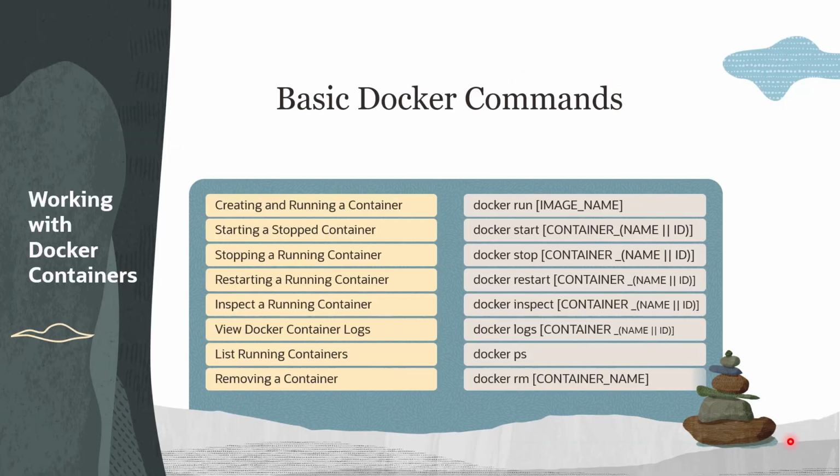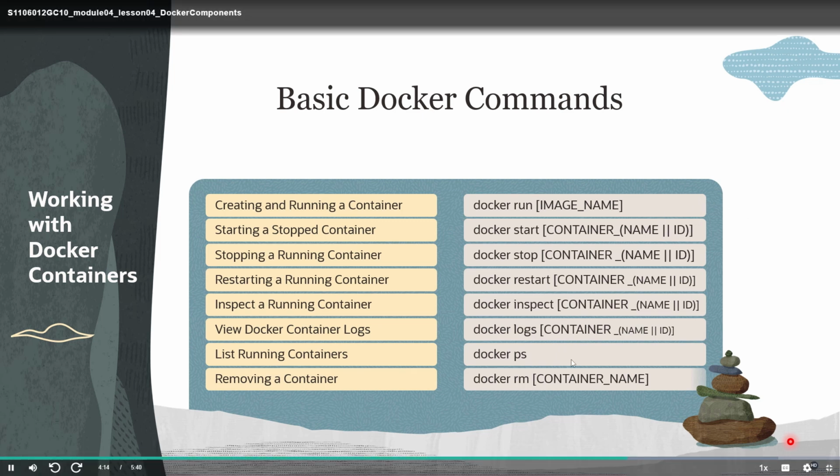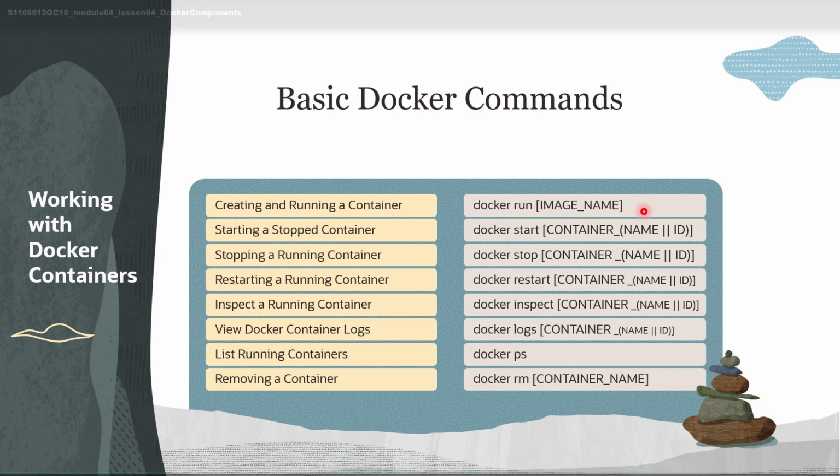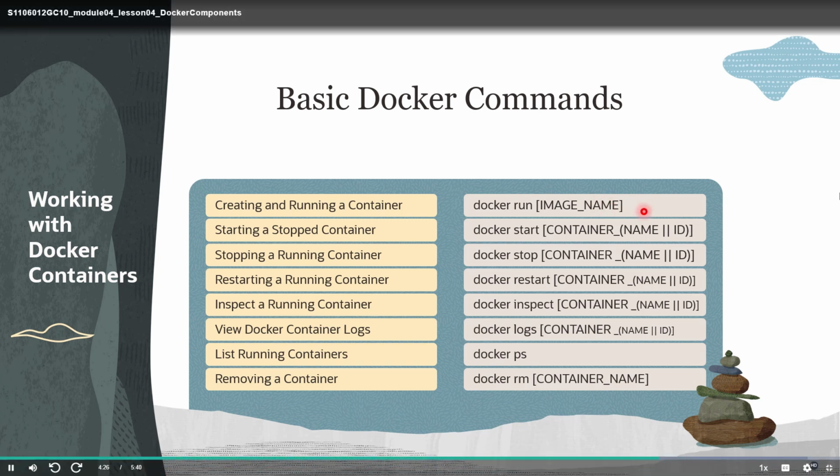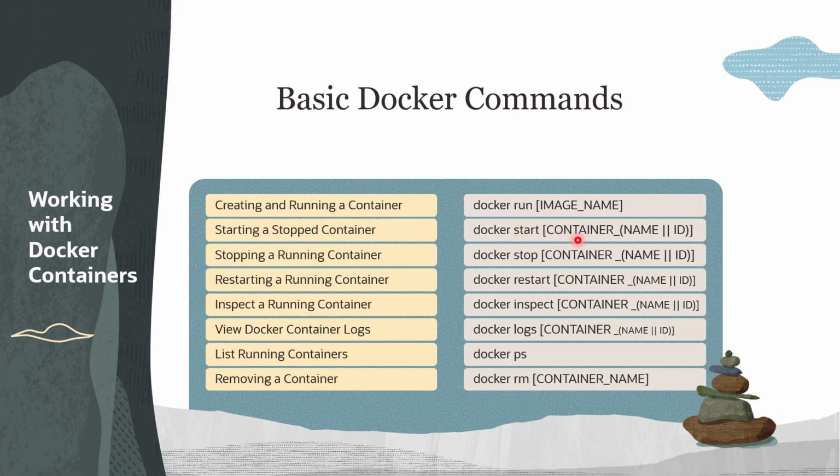Let's discuss a few Docker commands that you will be using while you work with Docker. In order to create and run a container, the command is docker run, and you can specify the image name that you want to run within the container. There are other parameters that you can pass like -p for ports, -d to run it in detached mode, and likewise. To start a stopped container, you can use the docker start command followed by a container name or container ID. To stop a running container, you can use the docker stop command and provide a container name or ID as an argument.